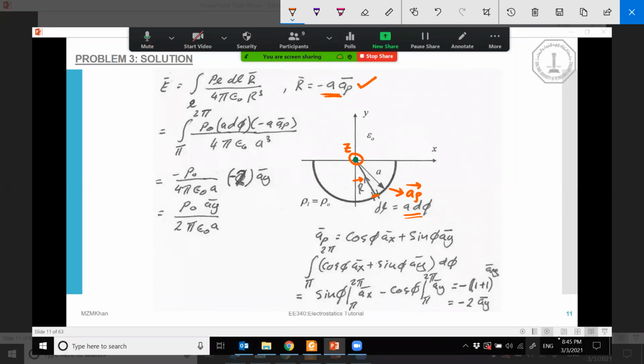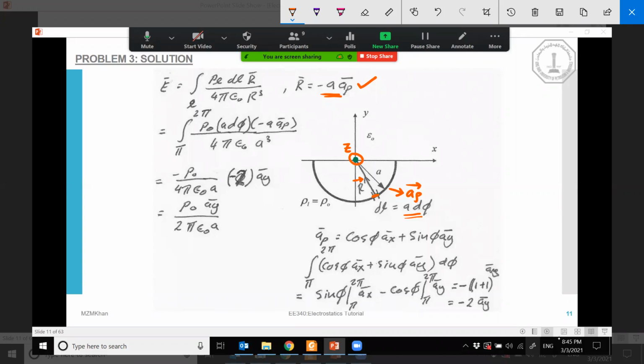Once you get this, it's just straightforward. You have to substitute here. Your rho L is rho 0. Your dl is a d phi. Your distance vector r is minus a a_rho over 4 pi epsilon. This is the distance cubed, which is a cubed.